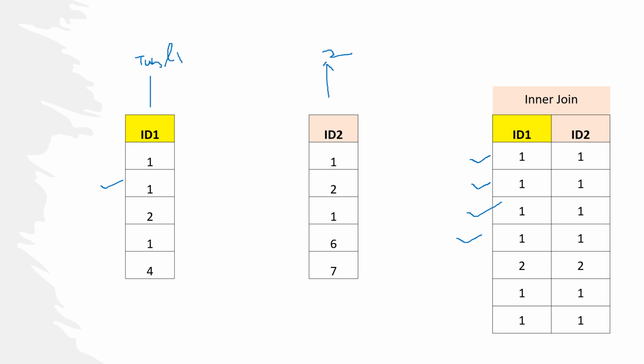Now we will see for this third record, for the value 2. 2 and 1 is not equal, so we will not consider this record, and 2 and 2 is equal, so we will get this record as well. And for the other records, 2 to 1, 2 to 6 and 2 to 7, these are not equal, so we don't consider these records. Correct?